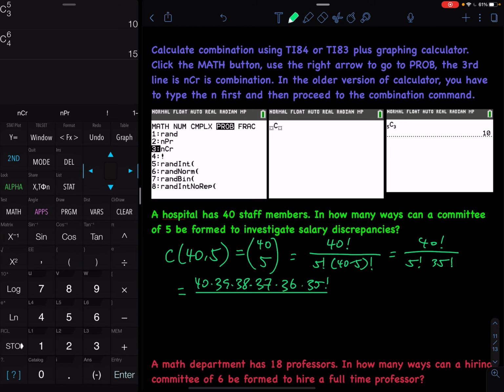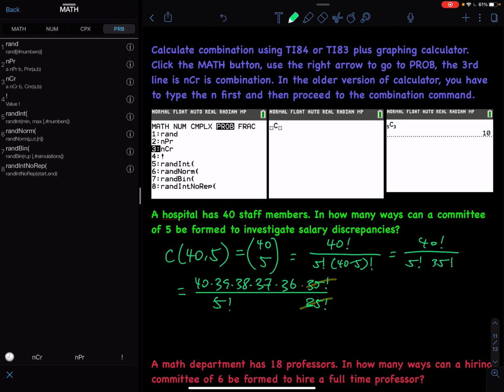But I would like to put a stop at 35 because I am going to get rid of the 35 in the bottom, and then you have 5 factorial. So you get rid of the 35s, and then here is what you can do. You type a parenthesis, 40 times 39 times 38 times 37 times 36, look at my calculator, and then divide by, open parenthesis, 5, and then you type a factorial.